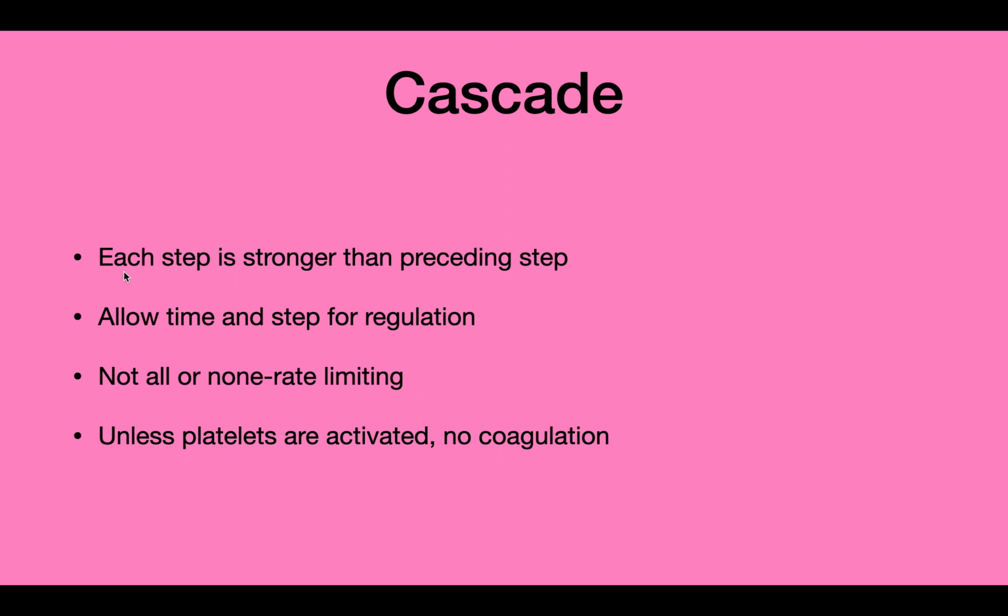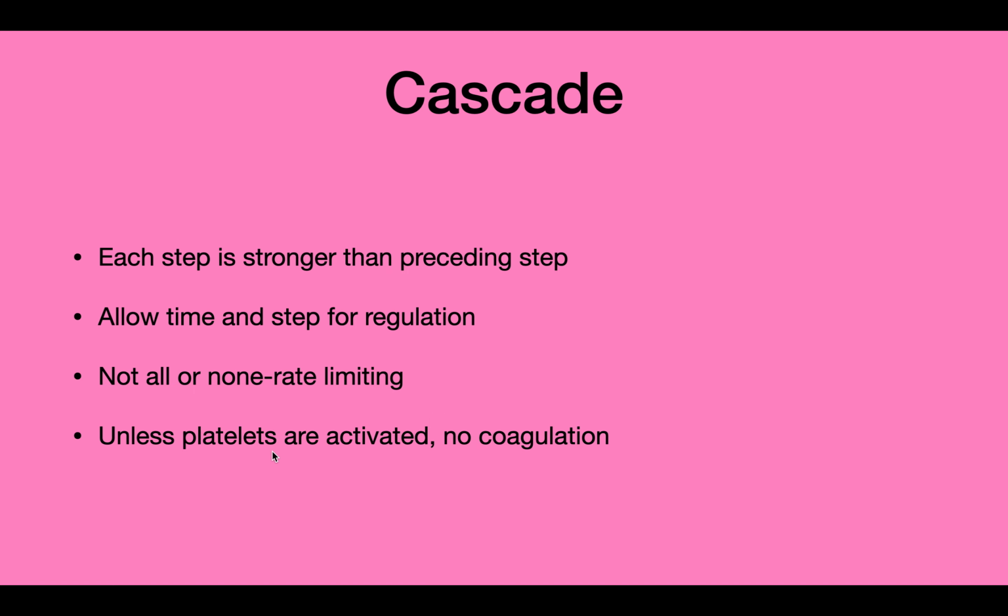Okay, so the coagulation cascade is a cascade because each step is stronger than the preceding step, so it's more of a hop, hop, hop, and that allows time and place for the regulation, and it's not an all or none kind of cascade because it's rate limiting. There are places that it can be regulated.